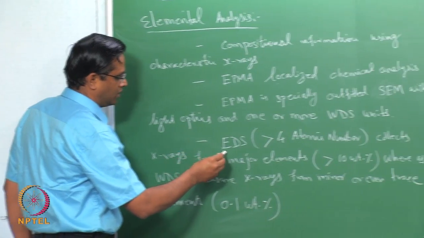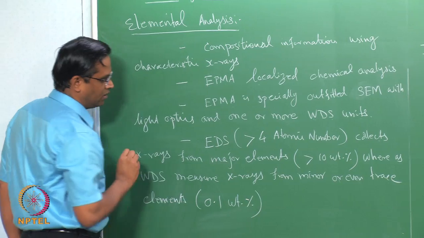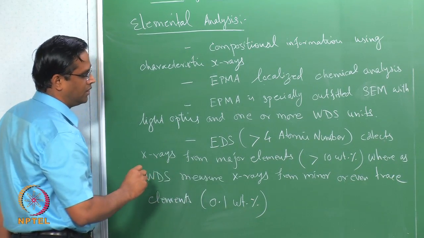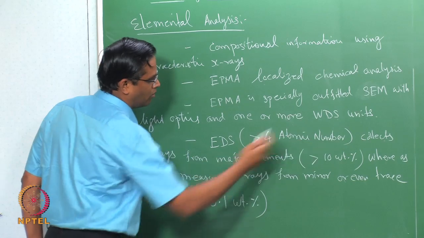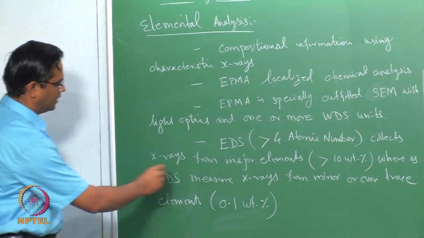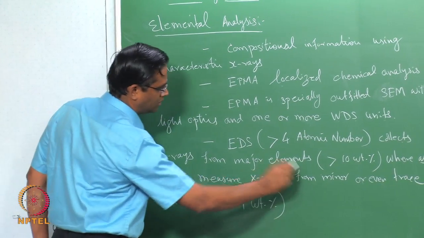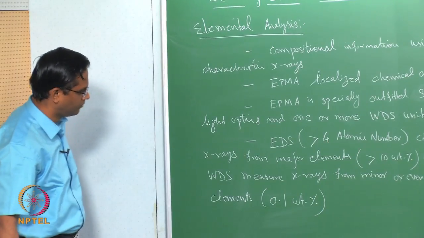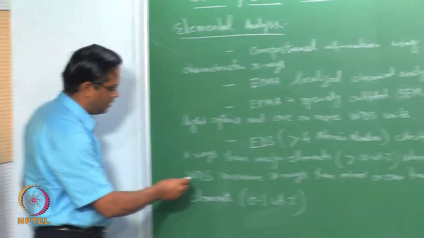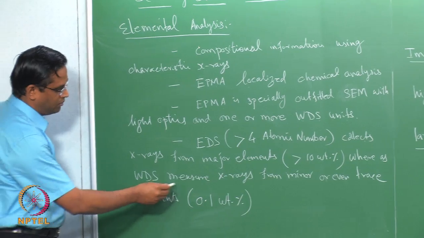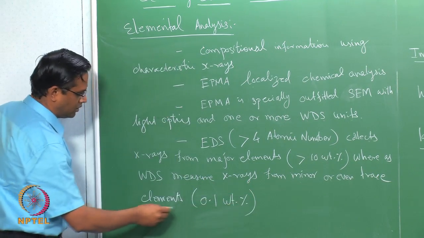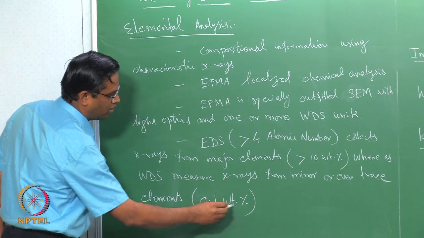Another one is the energy dispersive spectrometer, which can detect elements with atomic number greater than 4, and collect the characteristic X-rays from the major elements, which should be approximately 10 weight percent, whereas WDS measures X-rays from the minor or even trace elements of 0.1 weight percent.